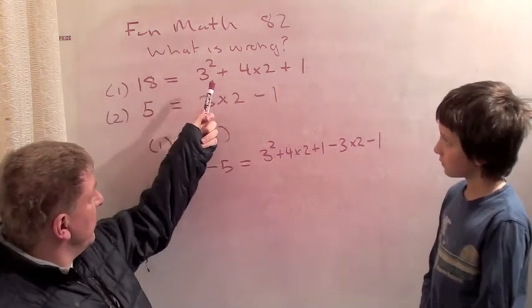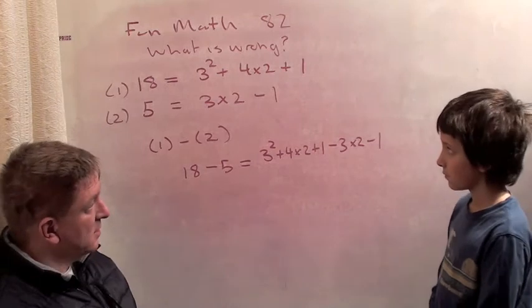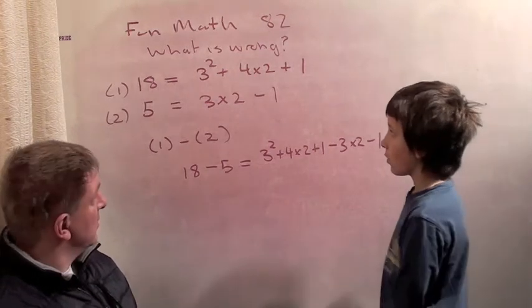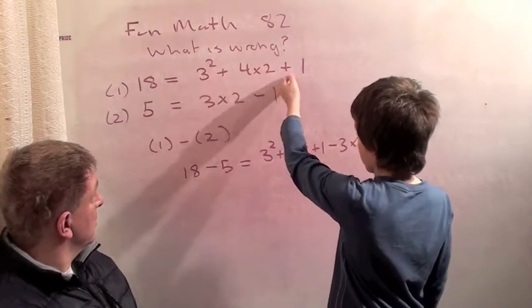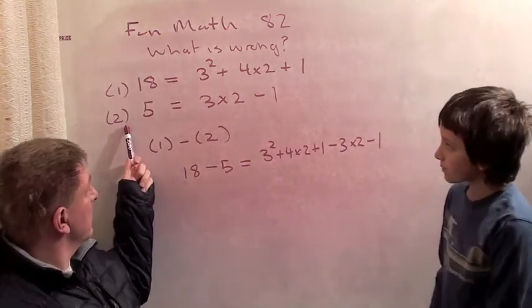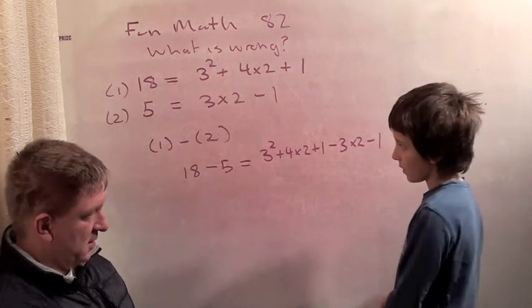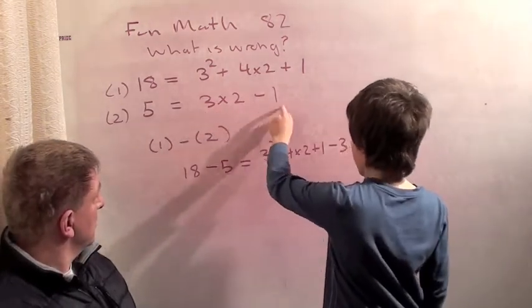18 equals 3 squared plus 4 times 2 plus 1. Is this equation correct? Yeah. Okay, explain why, please. Well, 3 squared is 9, 4 times 2 is 8, 8 plus 1 is 9, and 9 plus 9 is 18. Okay, very good. Here we have another equation. 5 equals 3 times 2 minus 1. Is this equation correct? Yes, because 3 times 2 is 6, minus 1 is 5.